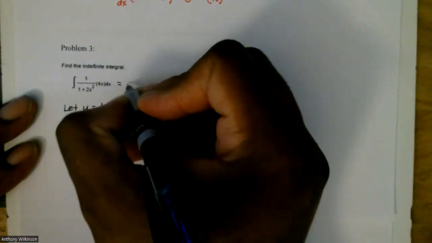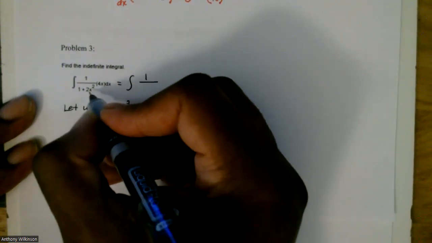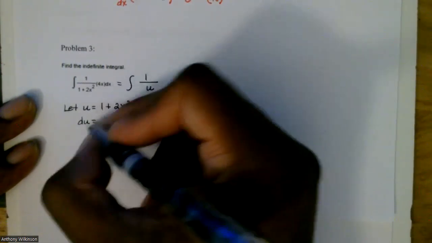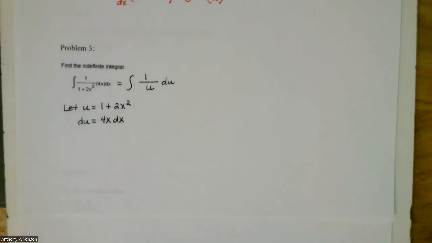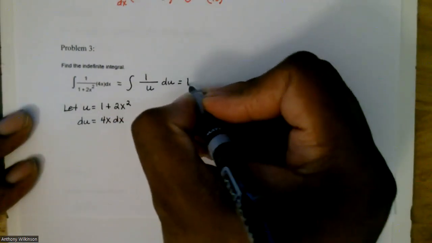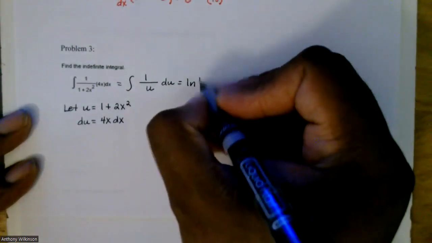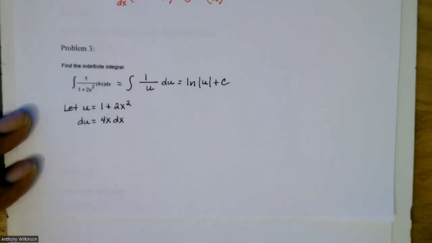So here I'm going to have the integral of the 1 in front in the numerator. That 1 plus 2x squared, that's going to be u, so it'll be 1 over u. 4x dx is du. So I have the integral of 1 over u times du. And that would be, if you recall, the integral of 1 over u du, that would be the natural logarithm of the absolute value of u, and then plus c.